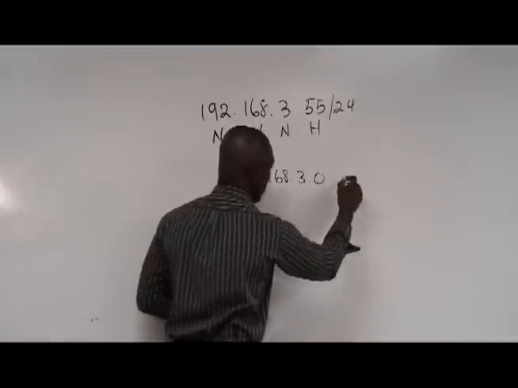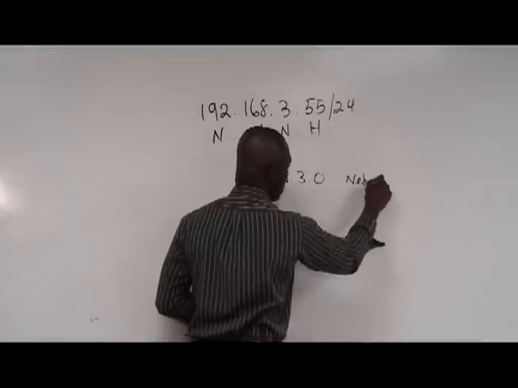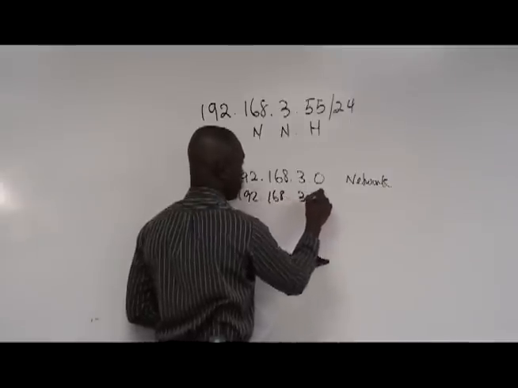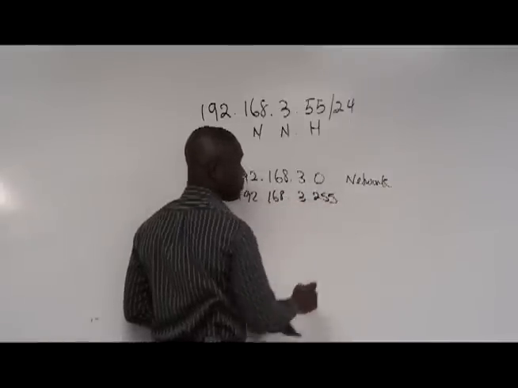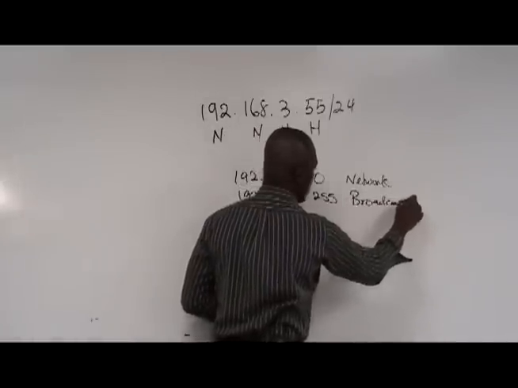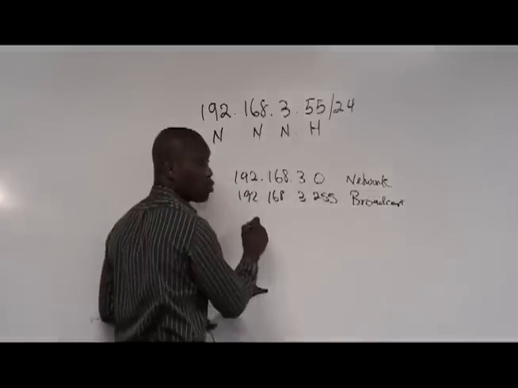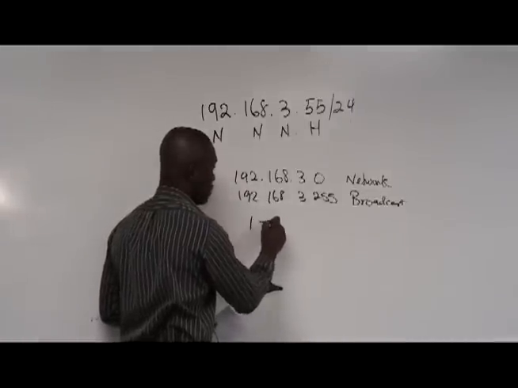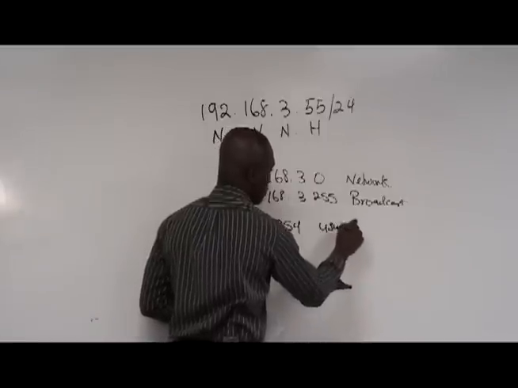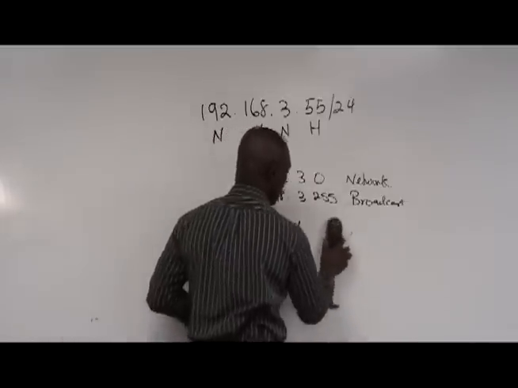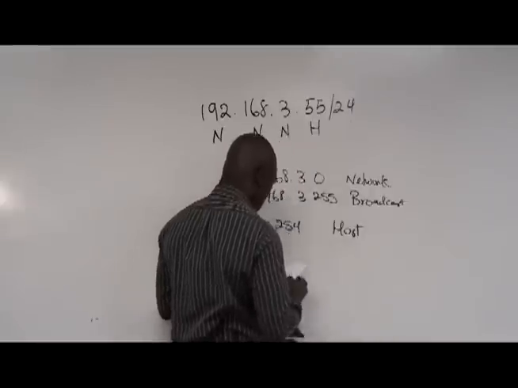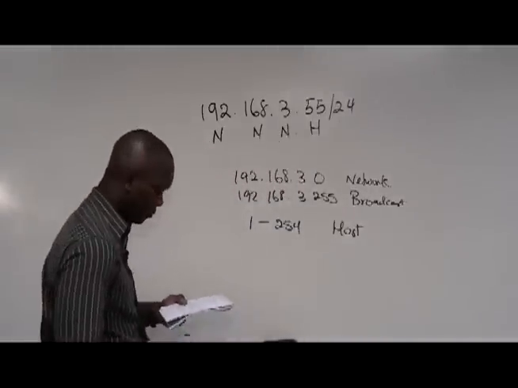192.168.3.0 is the network address, or the network number, right? 192.168.3.255 is the broadcast address, and the usable hosts will be from what number? 1 to 254, right? This would be your usable hosts, in this case. All right? Cool? So far, so good?